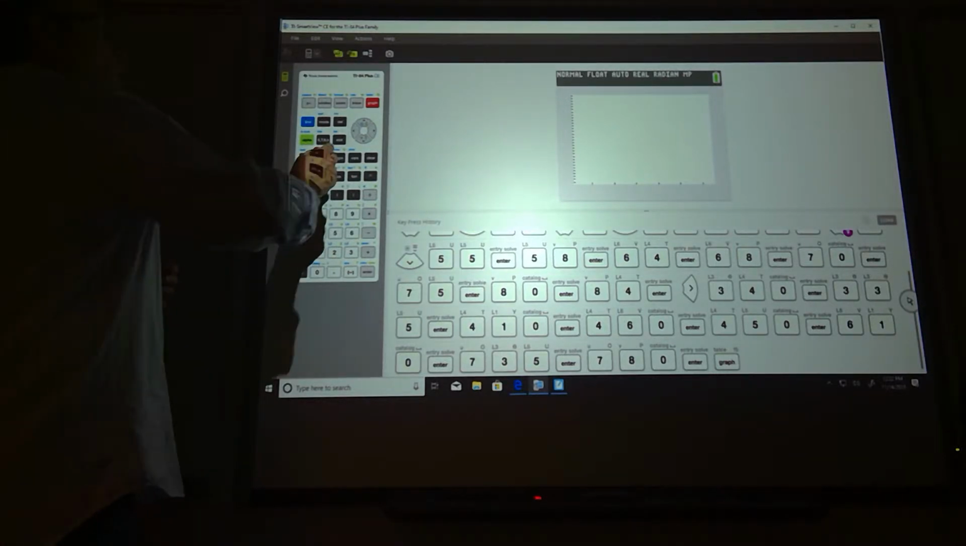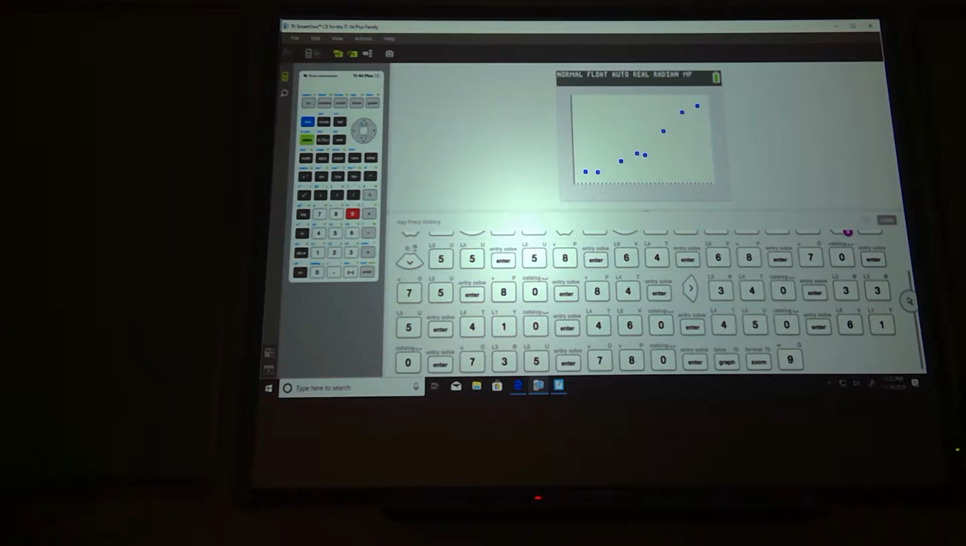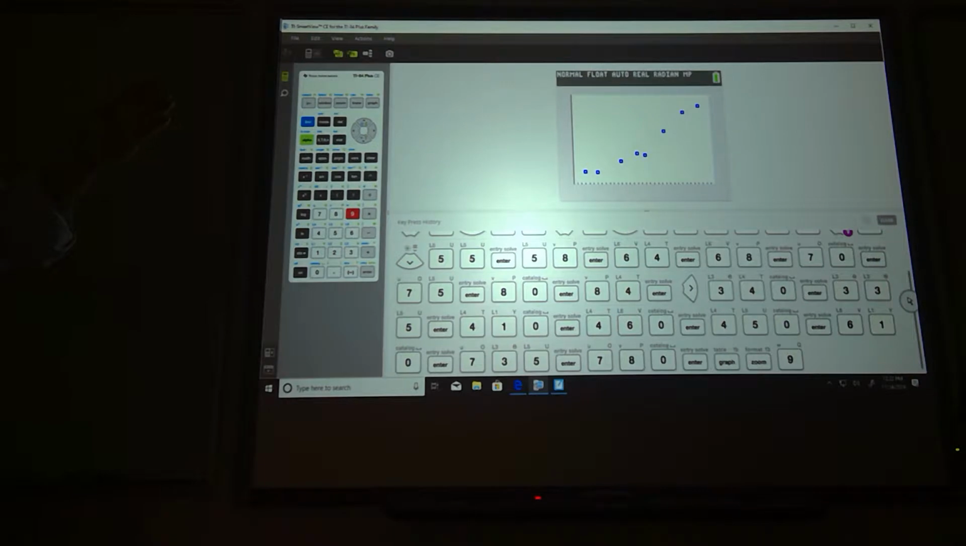So I'm going to hit zoom, and then zoom 9, because we put stats in. Zoom 9 is going to adjust our window to show our data. All right, it appears that it has a little bit of a linear trend. In the real world, if you were actually collecting data, you would use a lot more data points than what we just had. But this seems to have some sort of positive slope to it. Agreed?